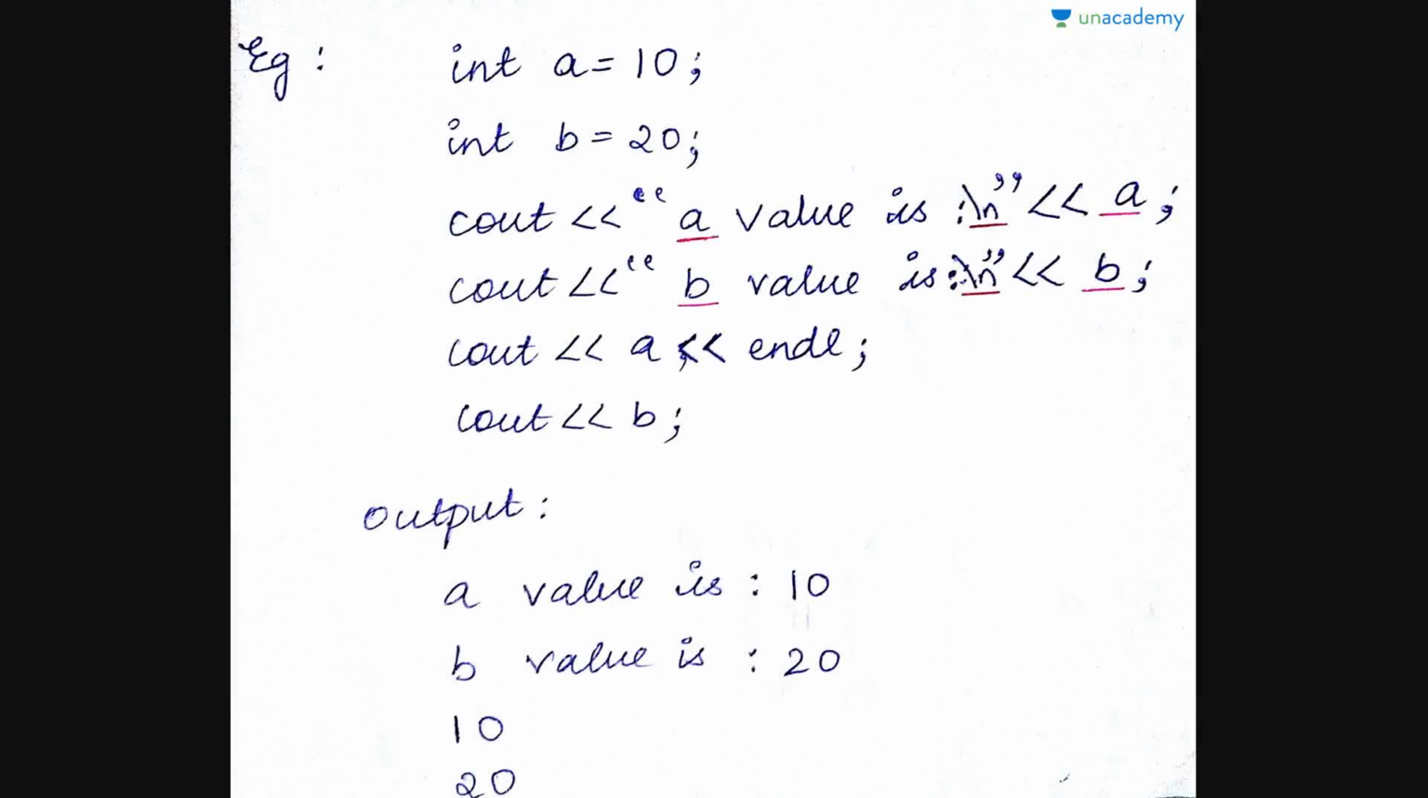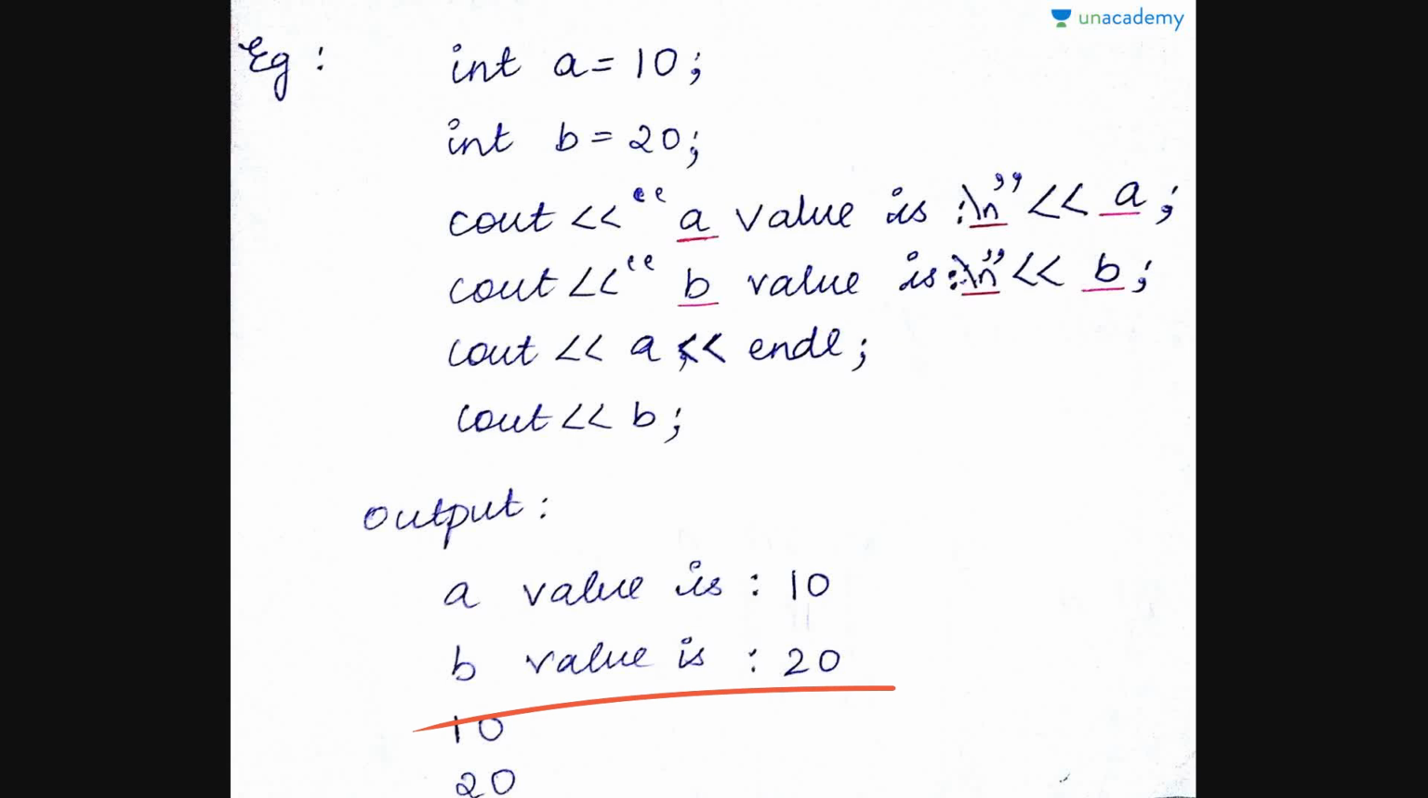Let us see an example. Here we have int a equals 10. This is a declaration. Next, int b equals 20, another declaration. And then we come to the cout statement. We just print a's value is. This comes in double quotes, followed by the new line character. Hence when this line is executed, that gets printed here, that is, a's value is. And then again you have the insertion operator followed by a. Now a doesn't get printed, the value of a gets printed. Hence we have a's value is 10. Similarly, we have b's value is, hence you have b's value is 20.